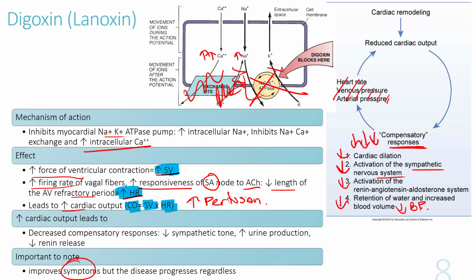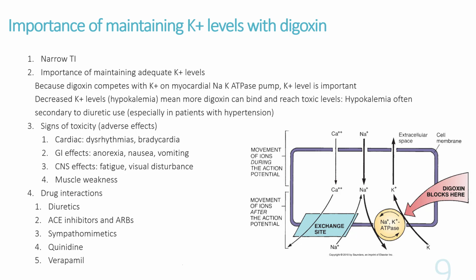So it improves symptoms, but the underlying disease may slow down in terms of its progression, but it won't actually be reversed. All right, so this is the action of digoxin. Now, the importance of maintaining potassium levels with digoxin is as follows. One is that digoxin has a narrow therapeutic index. So remember, therapeutic index is basically the level of safety of the drug, and it's the difference between a therapeutic dose and a toxic dose, right?